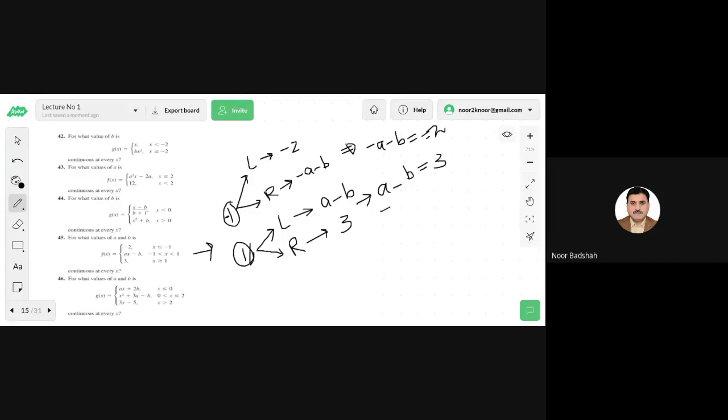Now adding these together, -a, these cancel, we get -2b. We are adding, keep in mind, -2b is equal to 3 - 2 which is equal to 1. This is -2, keep in mind, don't get confused. So b is equal to -1/2. And subtracting these two, the two cancel and we get -2a is equal to -5, which gives you a is equal to 5/2.